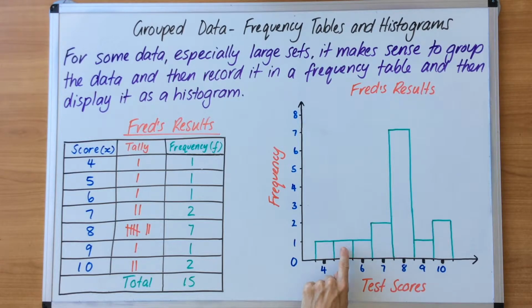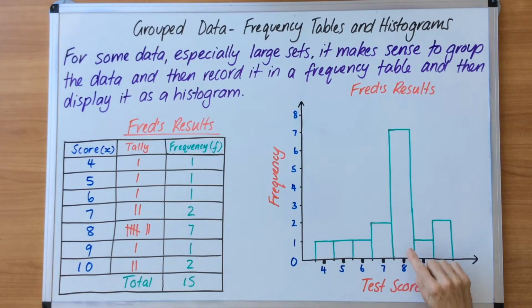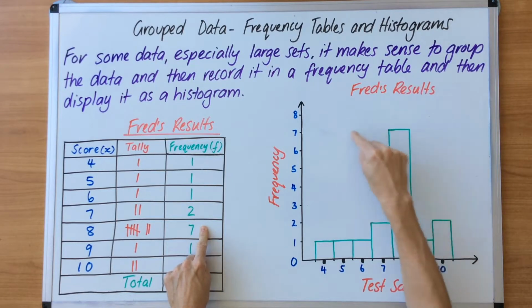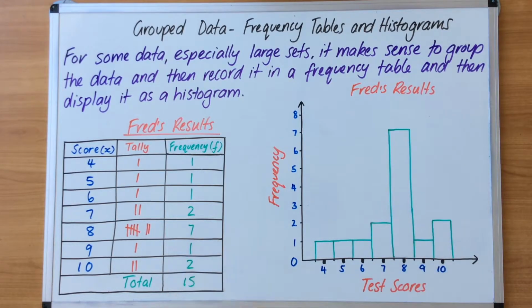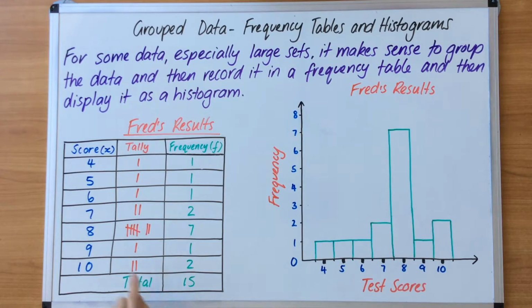And test scores 5 and 6 were exactly the same. When it came to Fred achieving 7, he achieved that twice, and that's indicated by the frequency over in the table. He did quite well when it came to test scores 8. He got 7 of those, so we go up as high as 7. 9 was only achieved once, and 10 was achieved exactly the same as 7, twice. So you go as high as your frequency tells you, based on your scores across the bottom.